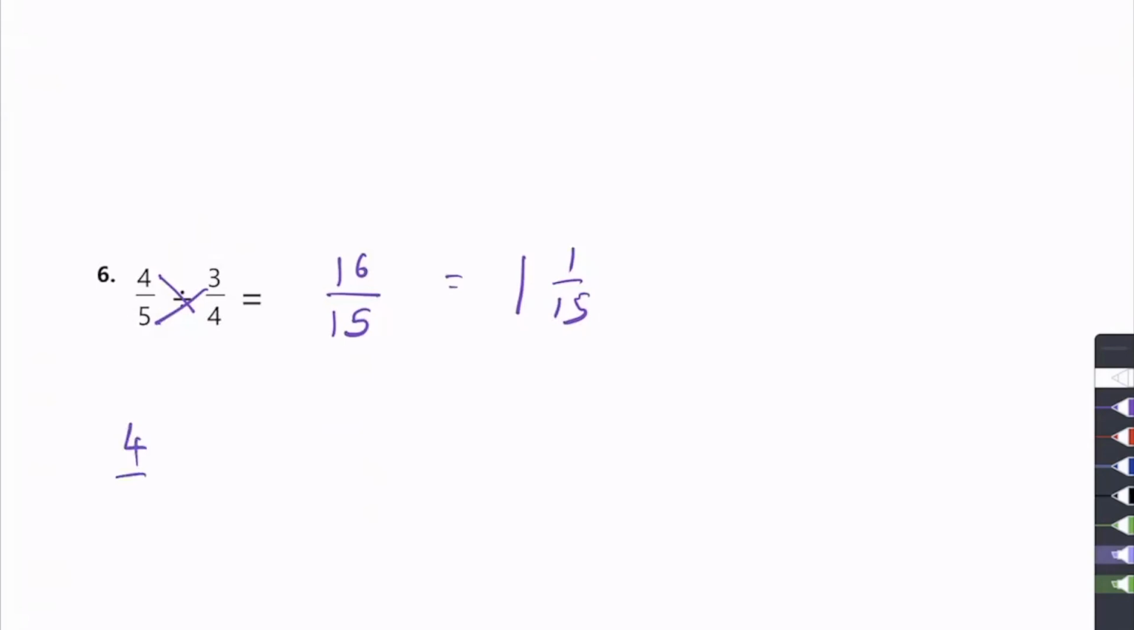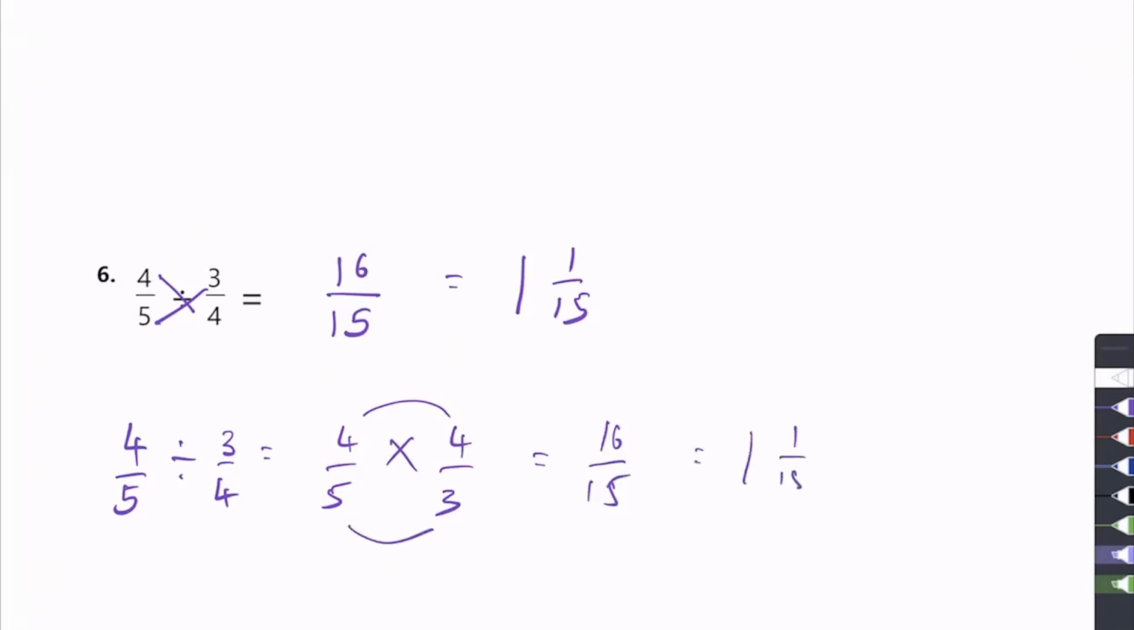The other way you could have done that, as we looked earlier, is keep it, change it, flip it, which gives you 4 times 4 is 16, 5 times 3 is 15, which is 1 1/15, gives you exactly the same answer. So you've got a couple of choices there in terms of which methods you want to pick and choose from.